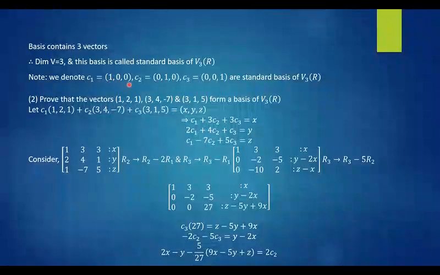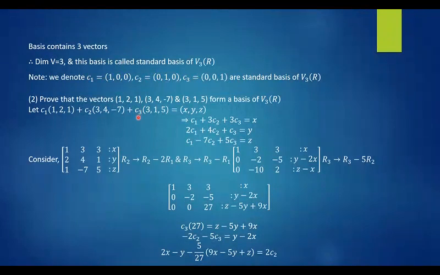That means (1,0,0), (0,1,0), (0,0,1). These three are the standard basis of V3(R), because using these three vectors we can make so many linear combinations to get different elements of V3(R). These are represented by E1, E2 and E3.